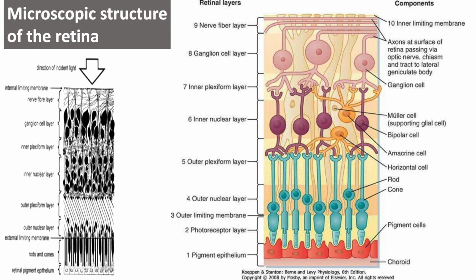Now, the microscopic structure of the retina is very important. It consists of 10 different layers. The first layer includes the pigmented layer. Then you have the photoreceptors known as the cones and rods. Then you have the outer nuclear layer, and before that you have the external limiting membrane, which is here.